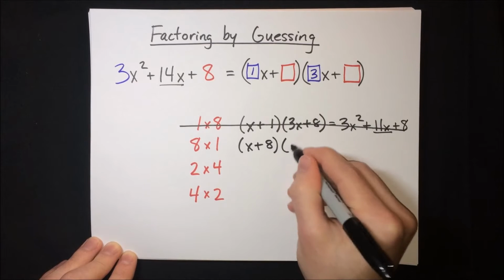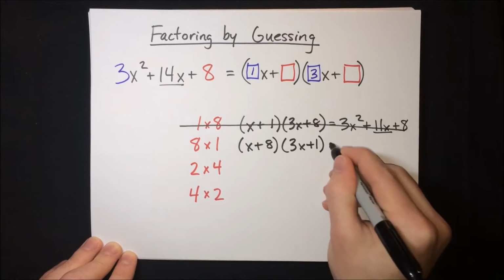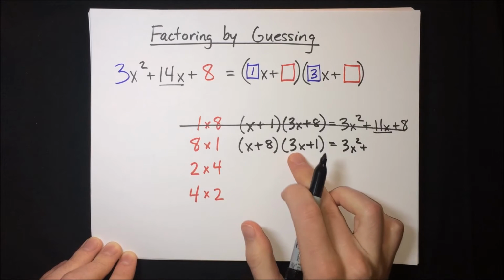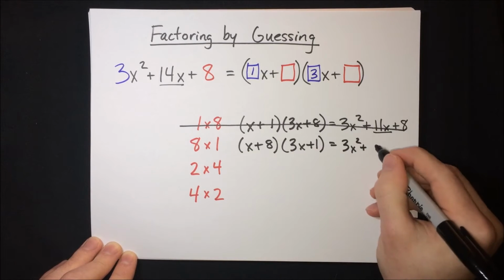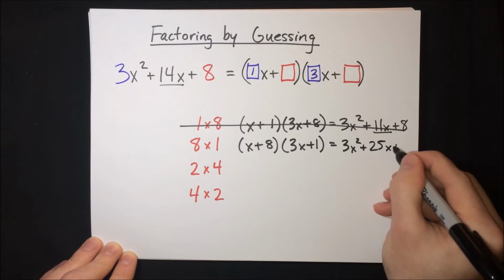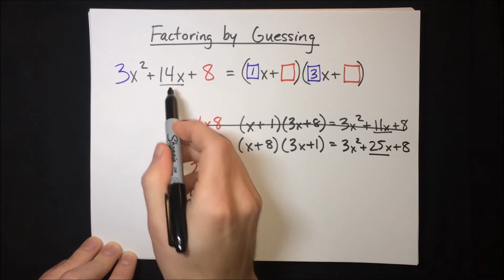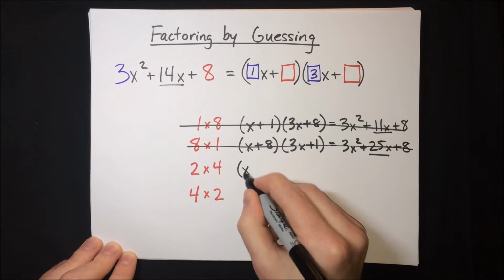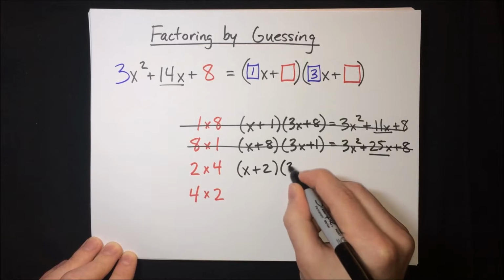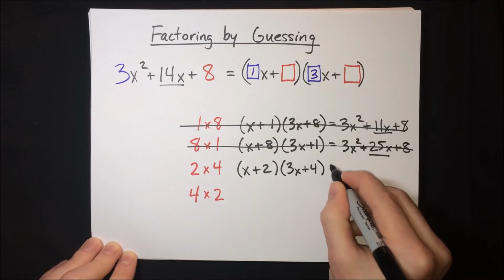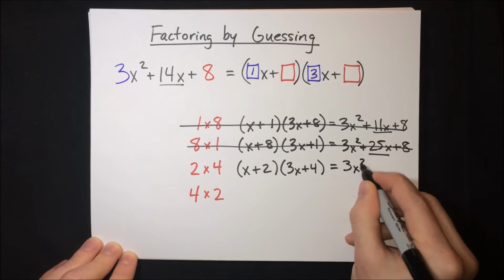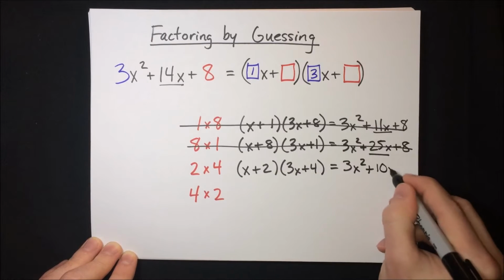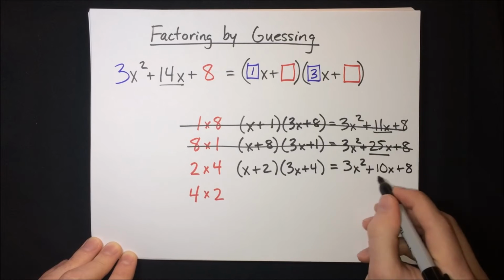Now, let's try it with 8 and 1. X plus 8, 3x plus 1. Makes 3x squared plus, this is 24x, and then 1x, so 25x. Again, that doesn't match up with the 14, so cross that off. Let's try x plus 2, 3x plus 4. That makes 3x squared plus, this is 6x, and then 4x makes 10x plus 8. Nope, still not 14.